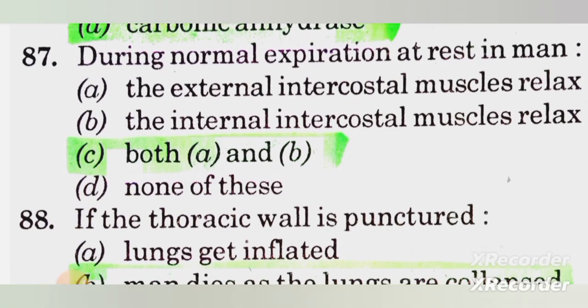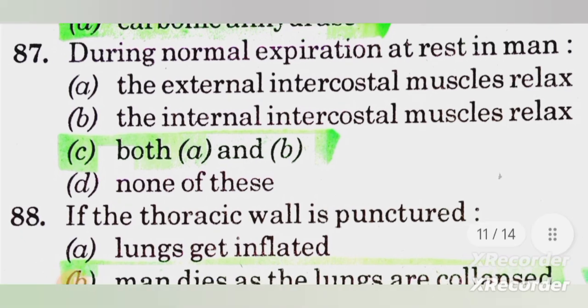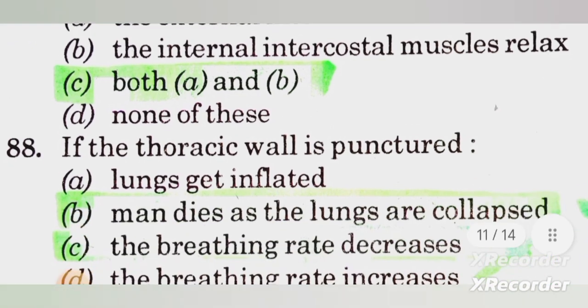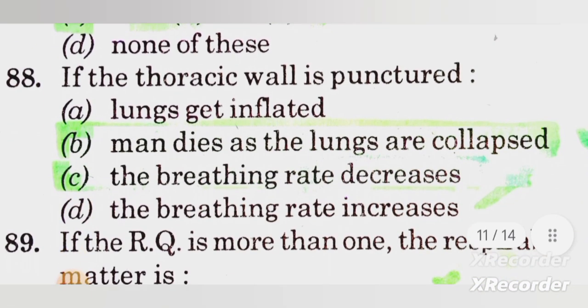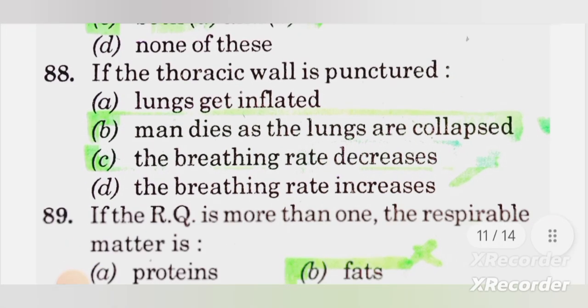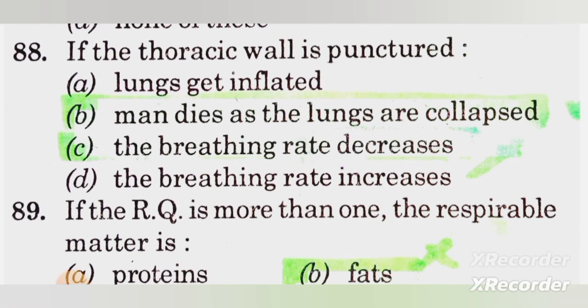Next, 87. During normal expiration at rest in man, answer C, both A and B: the external intercostal muscles relax, the internal intercostal muscles relax. Next, 88. If the thoracic wall is punctured, answer B, man dies as the lungs are collapsed.